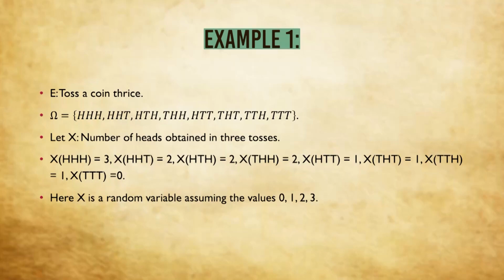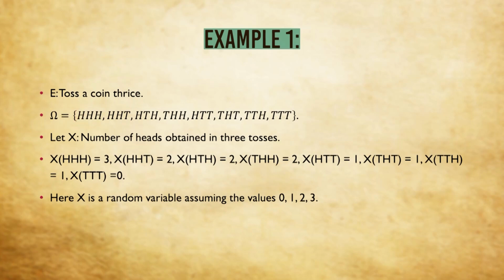So we take the first example, we toss a coin thrice. That means how many outcomes will be there? There will be in all 8 outcomes. How do we enumerate these outcomes? First, when we toss a coin 3 times, what is the maximum possible number of heads? 3. So HHH will be 1 outcome.